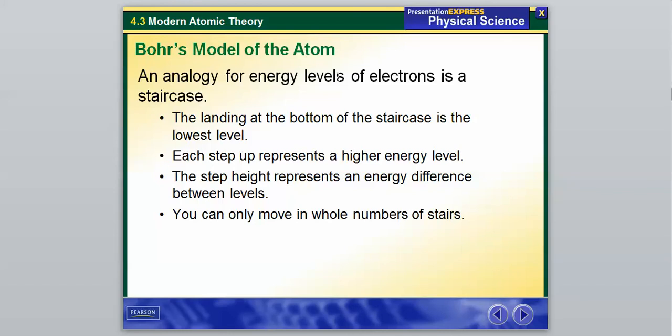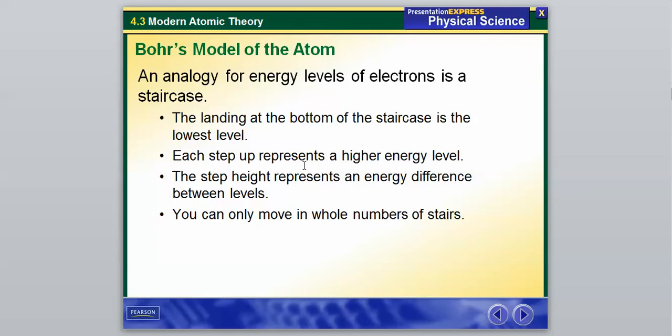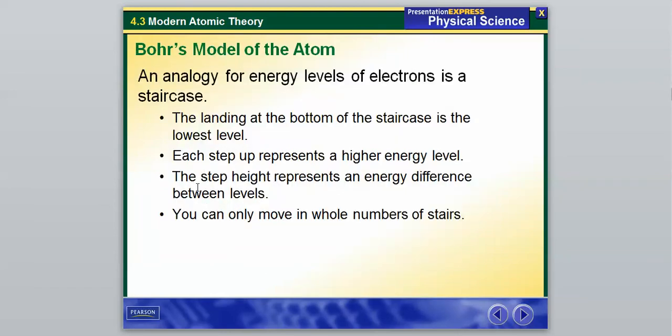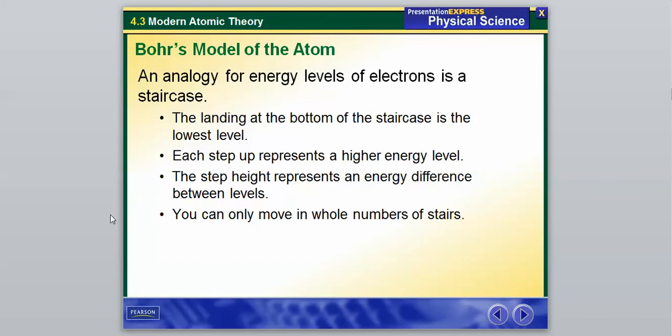And then they give another analogy for energy levels. It's kind of like a staircase. The landing at the bottom of the staircase is the lowest level. So they're saying this is like the bottom of the staircase, basically like your floor. Each step up represents a higher energy level. As you're walking up the stairs, you're moving up to the different higher energy levels. The step height represents an energy difference between levels. So again, you have to move up in height, and you're actually moving up in energy as well.